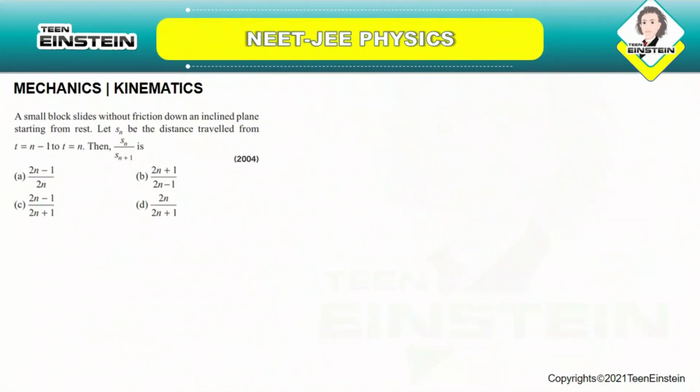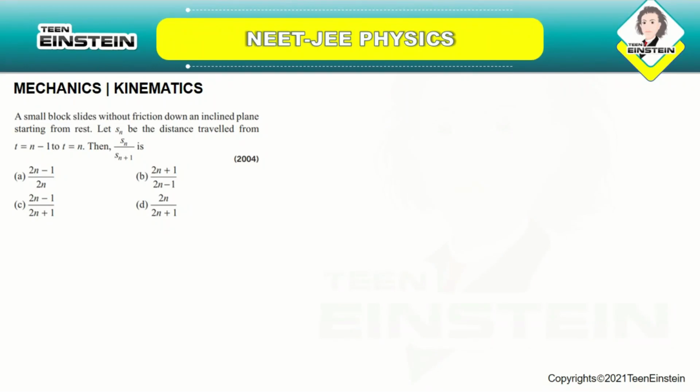Okay. Let us now move on to the next question. A small block slides without friction down an inclined plane starting from rest. Let Sn be the distance travelled from t is equal to n minus 1 to t is equal to n. Then Sn by Sn plus 1 is.